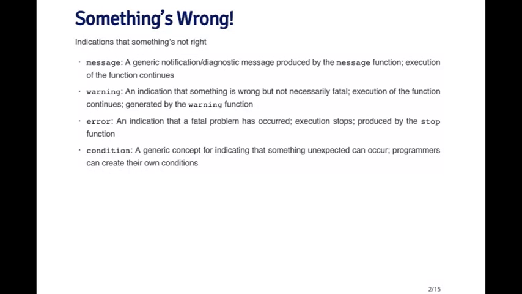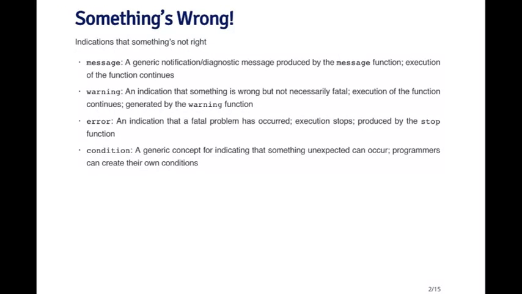So how do you know that there's a problem? There are a couple of indications that R will produce that will give you the sense that something is going on. And this is roughly the gradient. I think I mentioned this before, but there are three main types of indications. The first is a message, and a message is a very tame notification. It could be a diagnostic message that something happened, but it could be nothing. The message won't stop your function from executing.